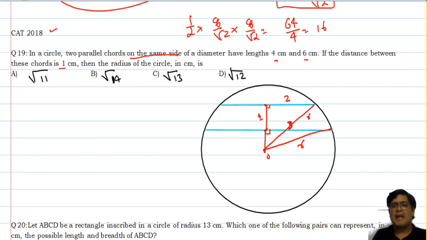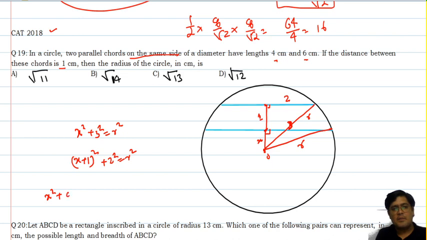Now, I am looking at two triangles with parallel base and the distance between them being 1. So I can solve this through similarity, or if I call this length simply x, I can say x square plus 3 square is equal to r square, and (x plus 1) square plus 2 square is equal to r square. If I equate both, I will have x square plus 9 is equal to x square plus 2x plus 1 plus 4. I am simply equating and removing r here. This is gone, this is gone. This is 5; when subtracted here it becomes 4. So 2x is equal to 4.